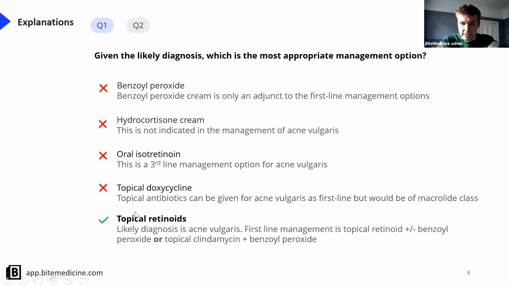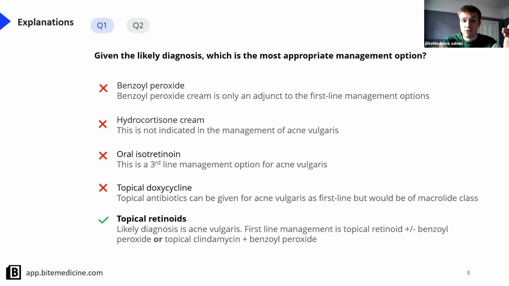Now, if we're looking at the correct answer, what you can give to treat acne vulgaris in the first line is a topical retinoid. Okay, so it's like a vitamin A analog. You can give that with or without benzoyl peroxide. Or you can give a topical antibiotic, a topical macrolide like clindamycin. Now, if you give the topical clindamycin, you should also give the benzoyl peroxide. So it's easier to just give topical retinoids.